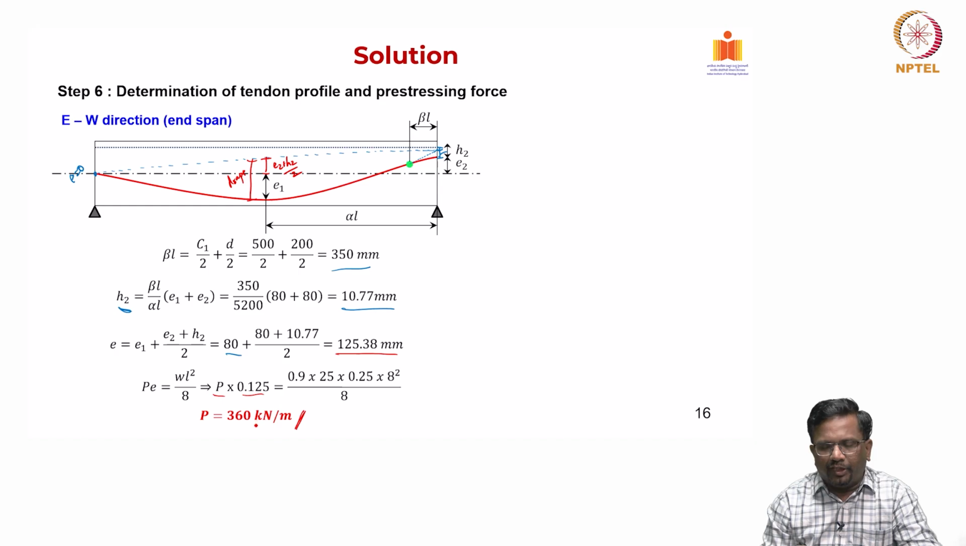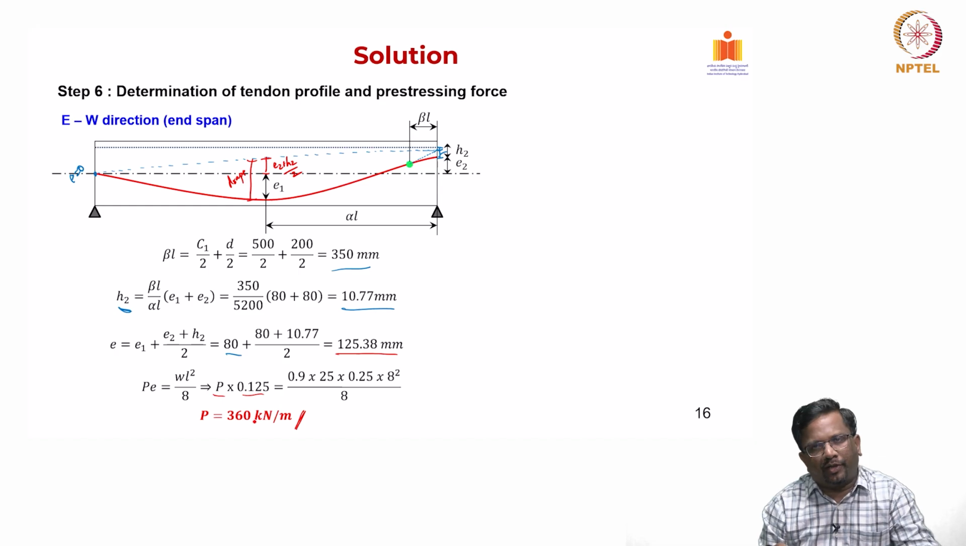So, I have to choose a higher value and then design for it, right. Now we have seen the pre-stressing force required in the east-west direction should be at least 360 kilonewton per meter. Please note that we are doing the calculation for a meter. Now, we have to find out how many cables are required.